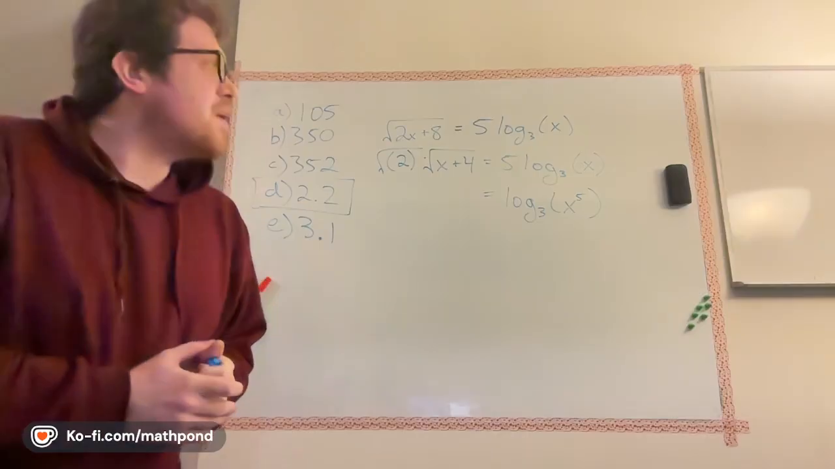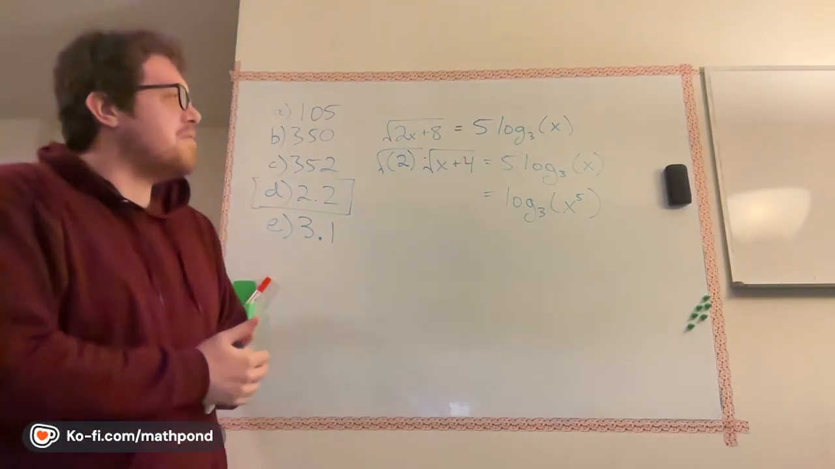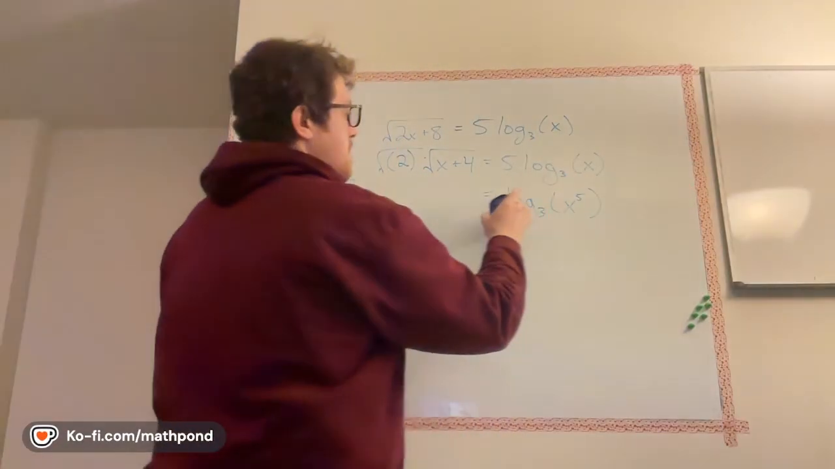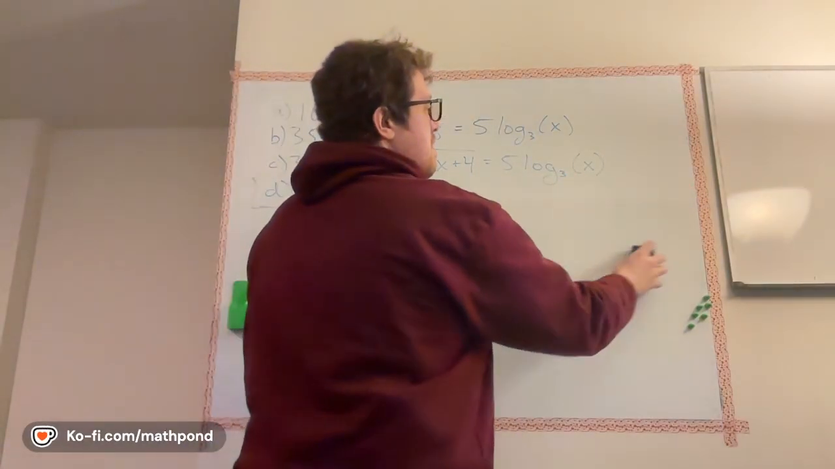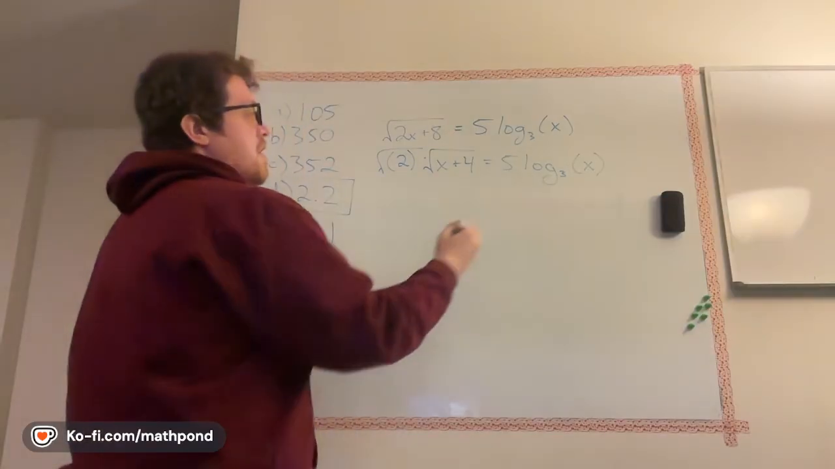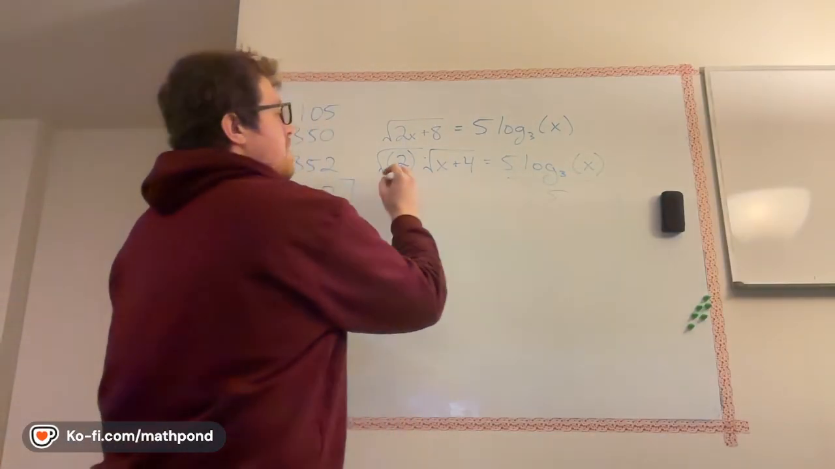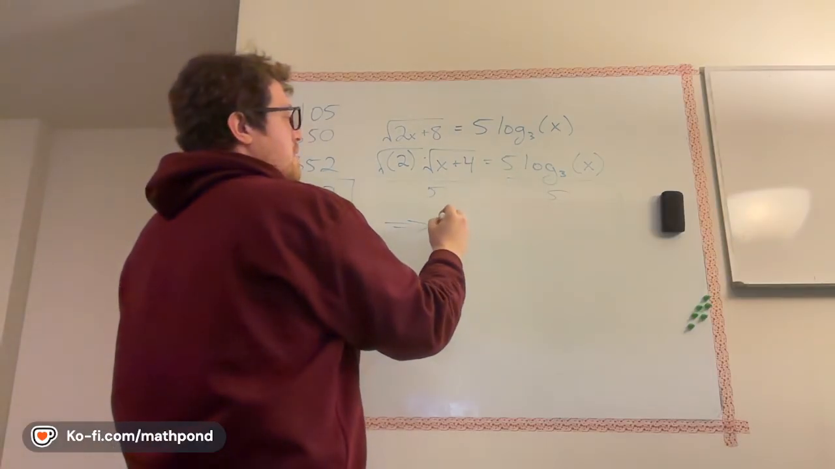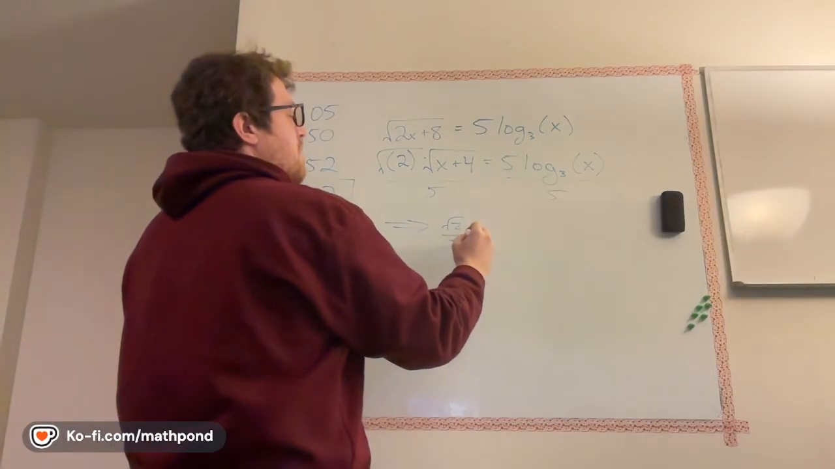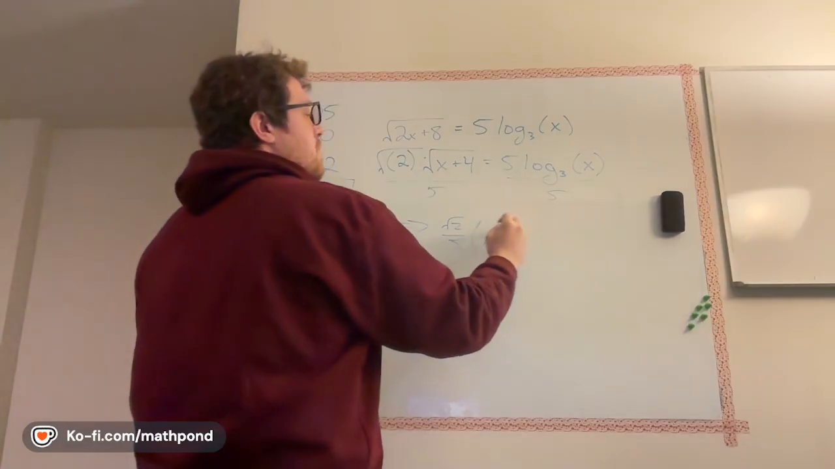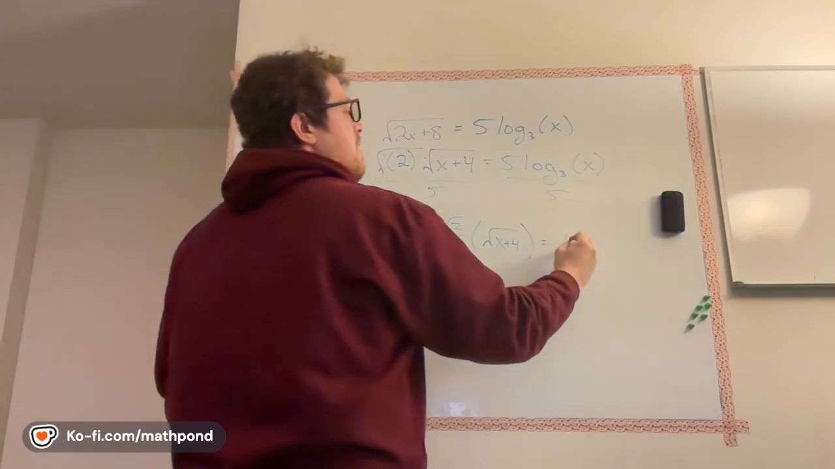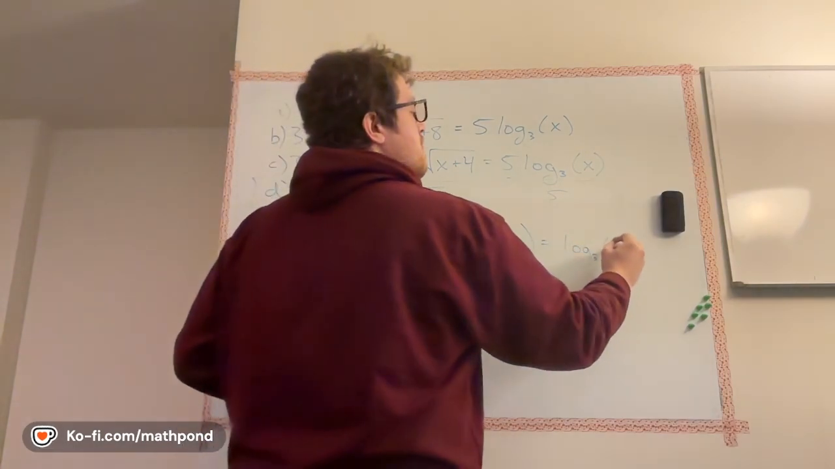Maybe we could divide by 5. Yeah, I mean, we can divide by 5, but I think we're still in the same problem, right? Same issue here. Yeah, we can divide by 5. So it's like square root of 2 over 5 times square root of x plus 4 is log base 3 of x, but yeah.